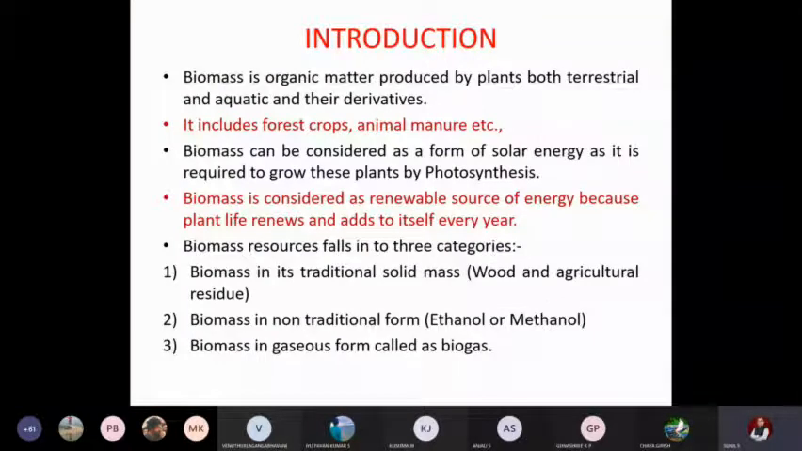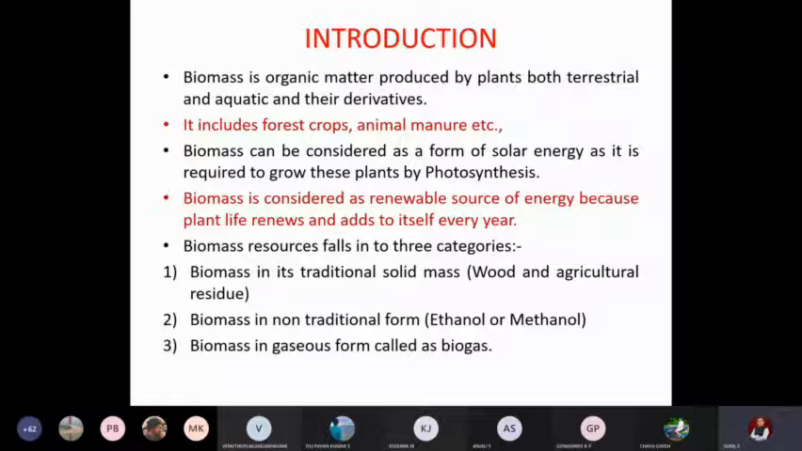Now, these biomass resources can be divided into three categories. Number one, biomass in its traditional form, like wood and agricultural residue. In some of the village sites, it is directly burnt to heat the water or to cook food, etc., for various applications. So biomass in traditional form is directly burnt.